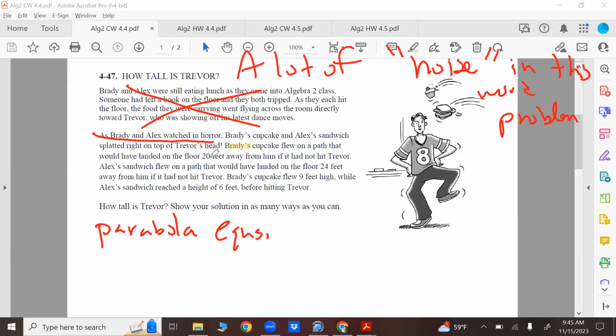So Brady, 20 feet and 9 feet high. That's Brady, right? And there's a different color highlight for Alex. Alex, 24 feet and 6 feet high. Okay. So let's make equations for both, right? And I tried to color code this as best I could.